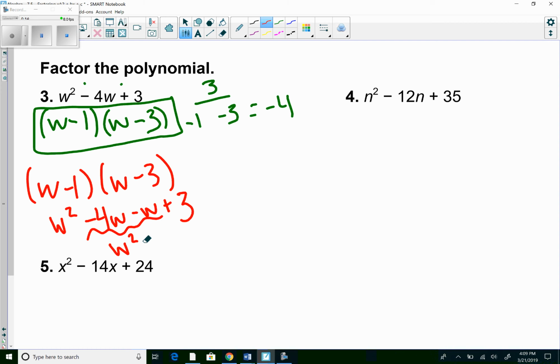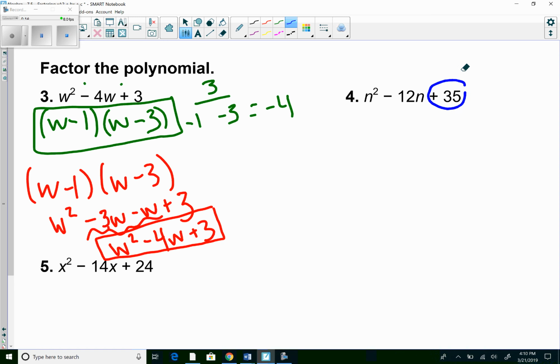W squared minus, oh man, I missed another one. Again, that's what happens when you go too fast, ladies and gentlemen. There we go. And this is why we always check. First-hand experience.